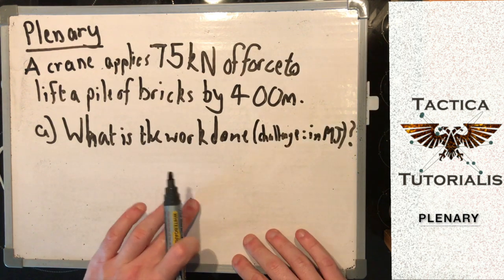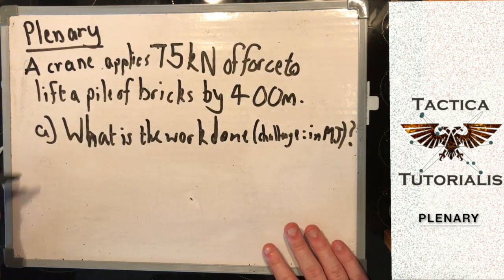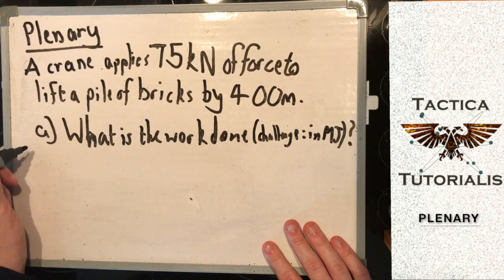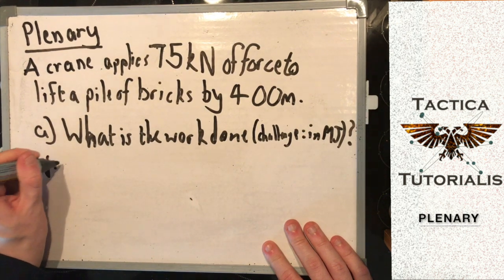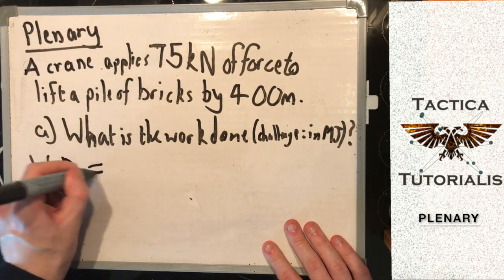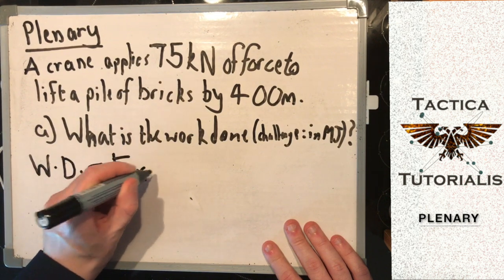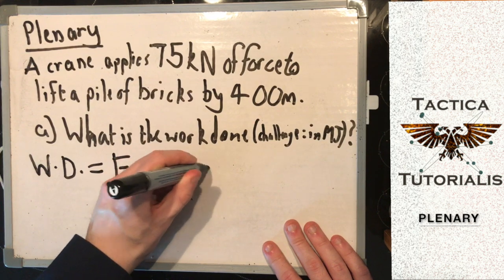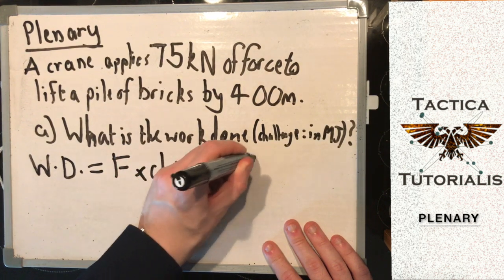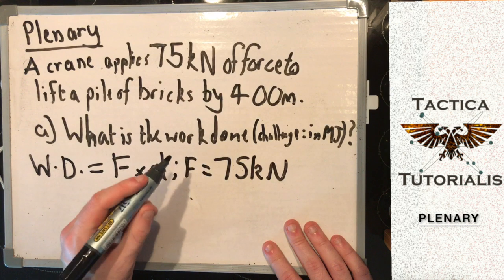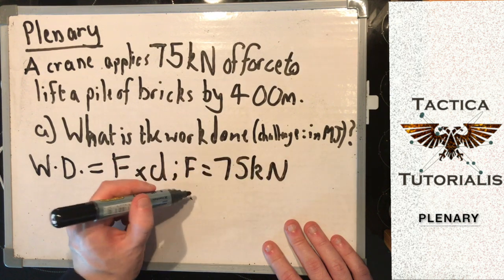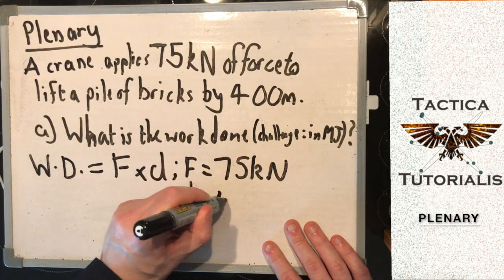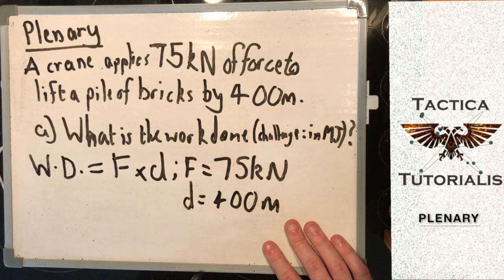All right, let's see what the answer is. So, first off, we need to work out what we've got. We have work done is desired, and we know that from this lesson as force times distance. I know my force is 75 kilonewtons, and my distance is 400 meters.